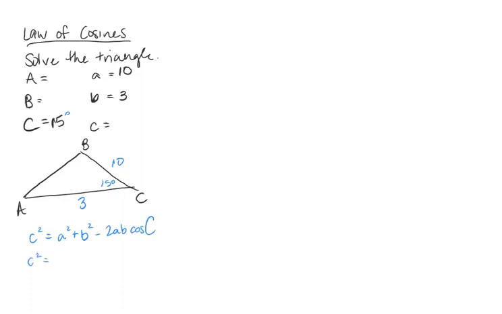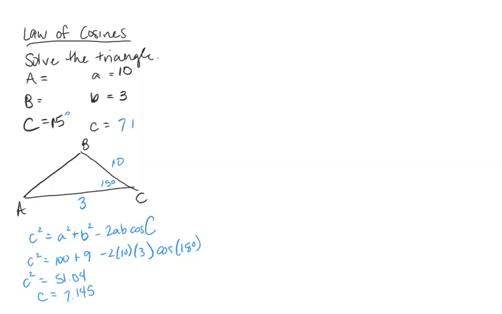So c squared is going to be 10 squared, which is 100, plus 3 squared, which is 9, minus 2 times 10 times 3 times the cosine of 15 degrees. And we can type this into our calculators. We'll get c squared equals 51.04. And then take the square root to get c by itself. Now this could be plus or minus, but we're talking about the length of the side of a triangle. So we're going to choose positive, so it would be 7.145.